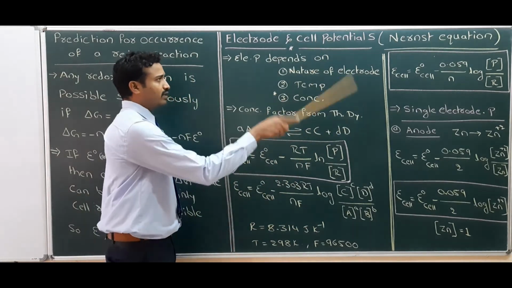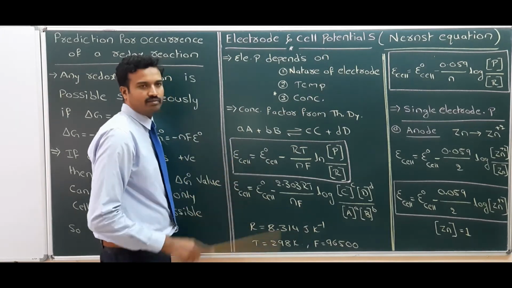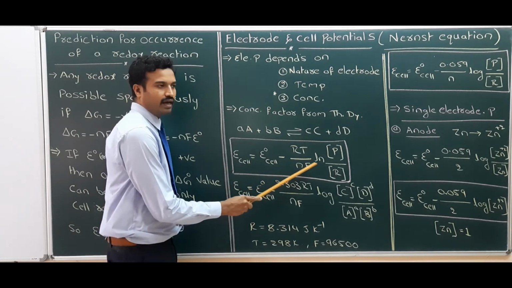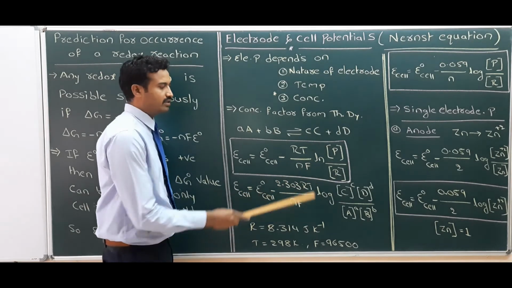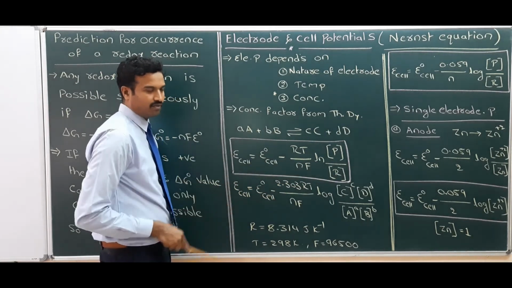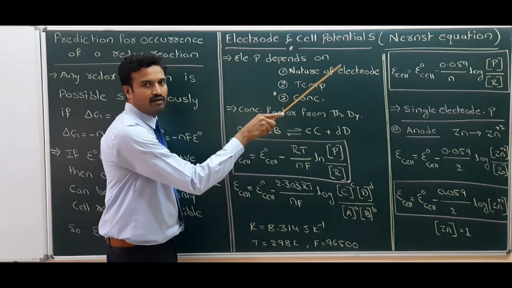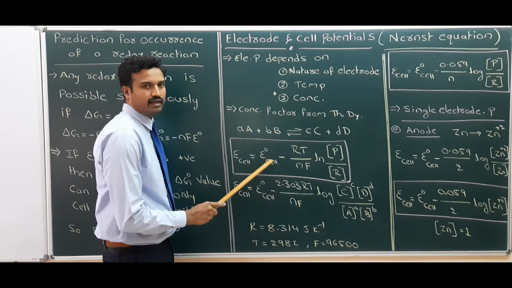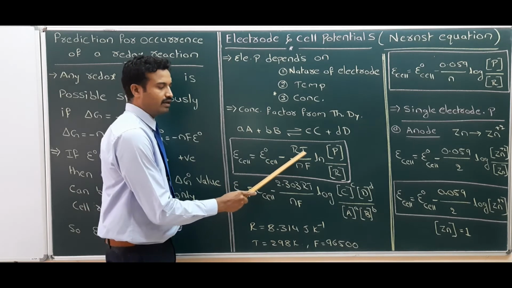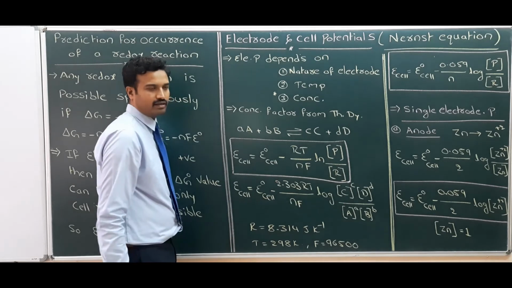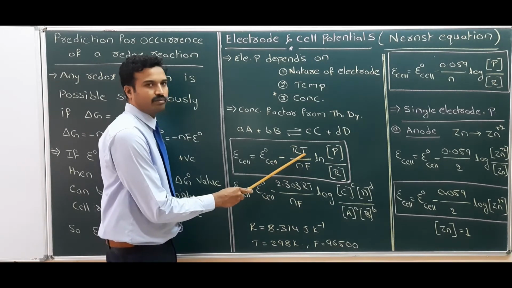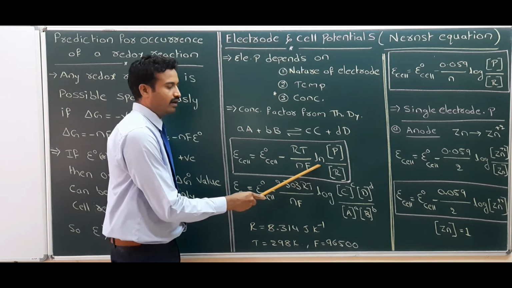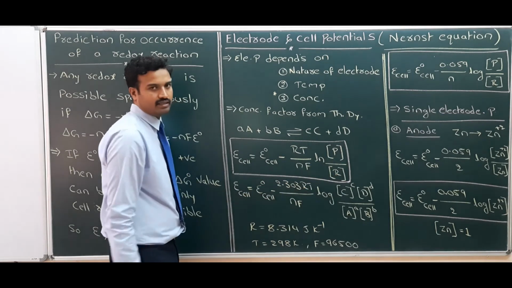Generally, to derive the Nernst equation, the basic formula is: E cell equals E naught cell minus RT by nF ln of product concentration by reactant concentration. ln is log to base e. This is the basic formula, and from this we need to derive the equation for all electrochemical cells. E cell, the EMF, equals standard E naught cell minus RT by nF ln of product concentration by reactant concentration. R is a constant in joules, T is temperature, n is the number of moles of electrons, F is the Faraday.